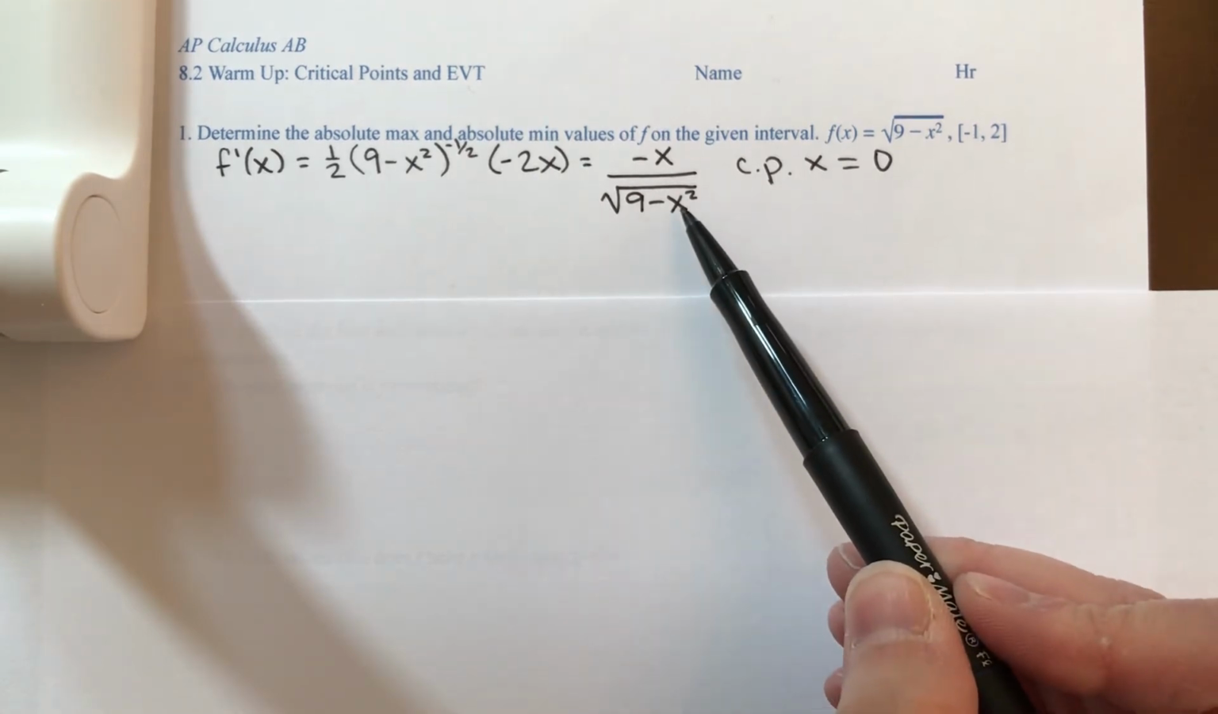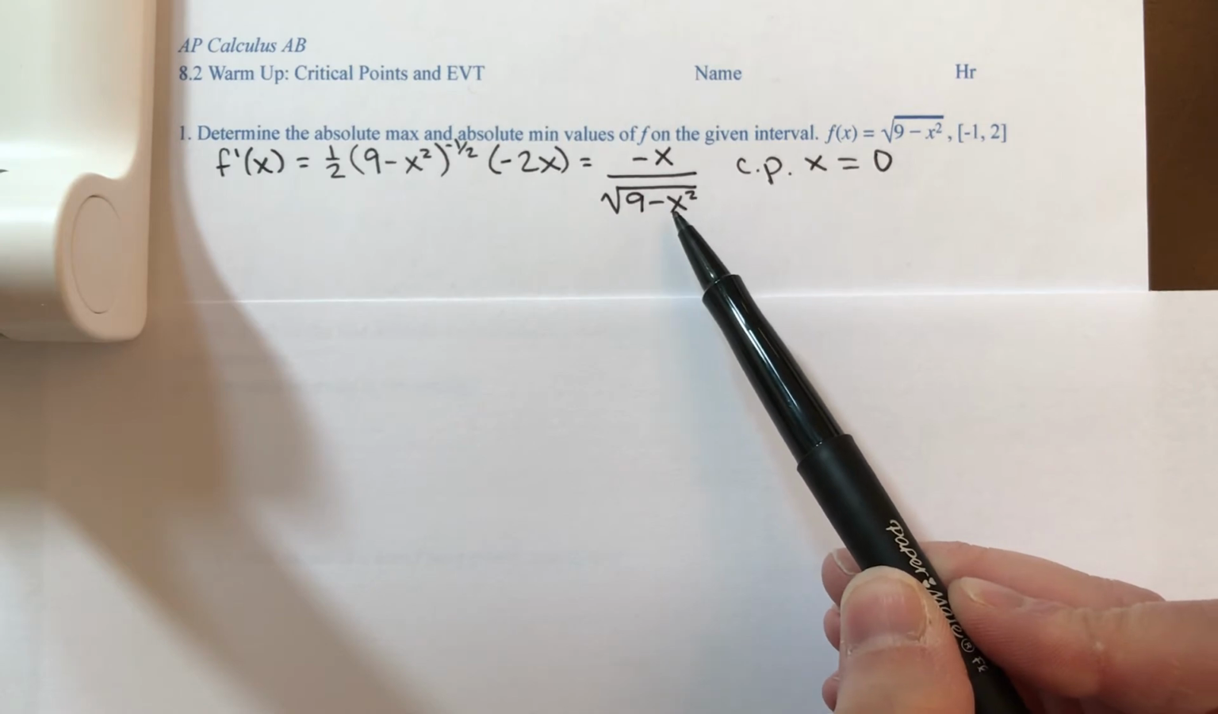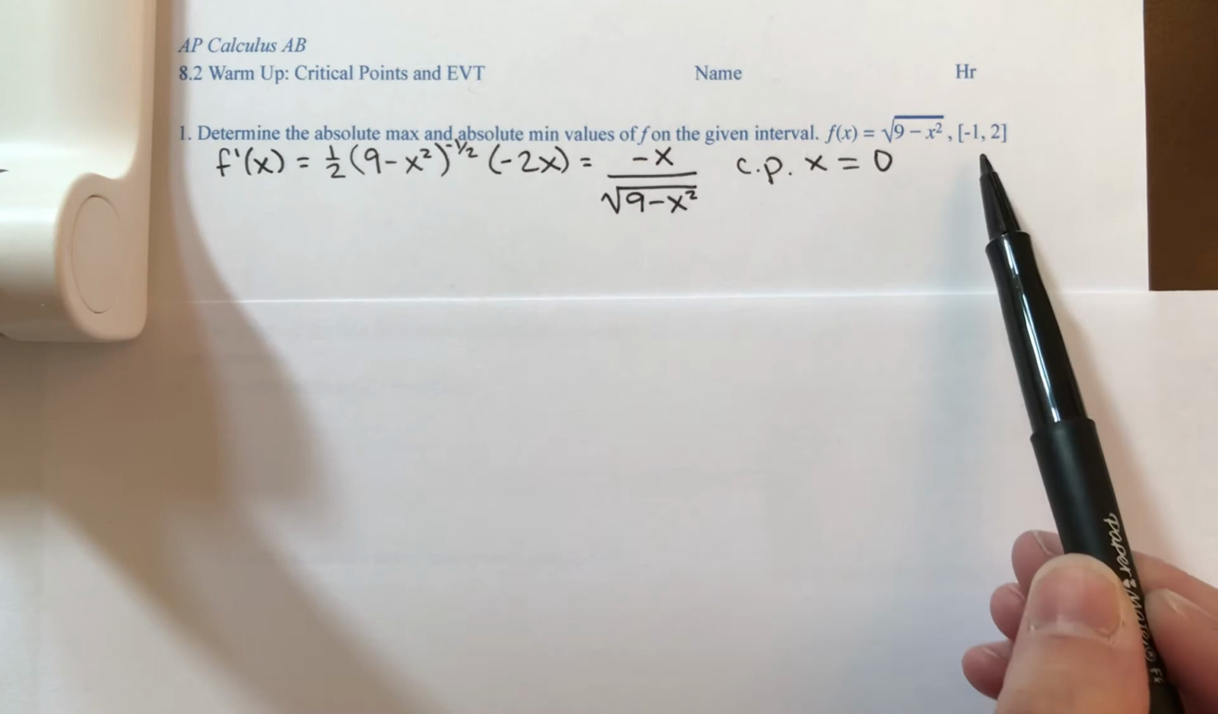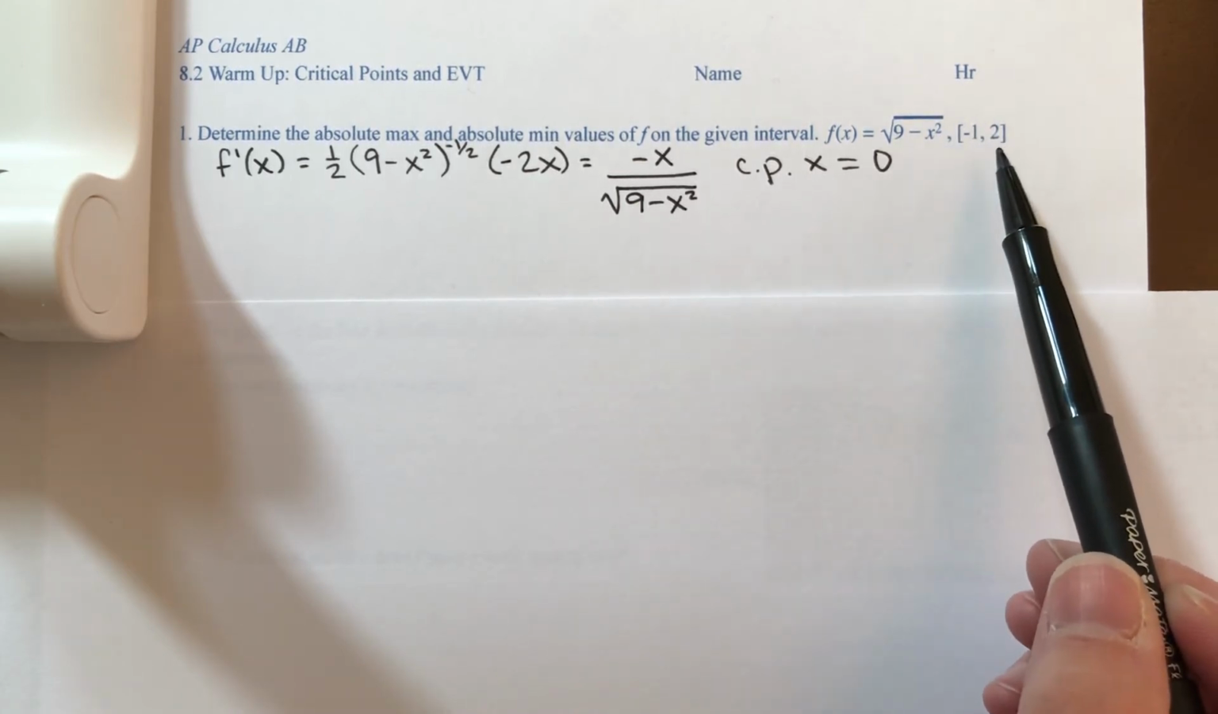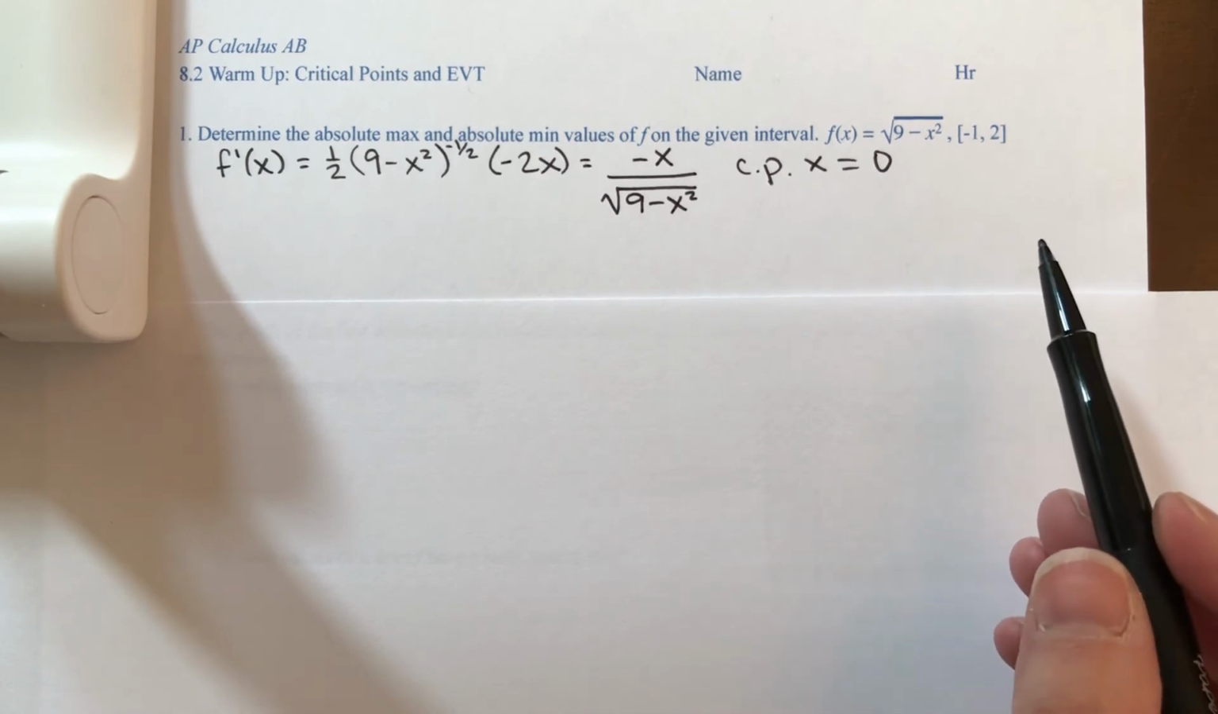The other thing is the vertical tangent lines on the end. The only thing is the bottom would be 0 when x is -3 or 3. And that is not in our interval. We're only going from -1 to 2. So we don't have to worry about -3 and +3.